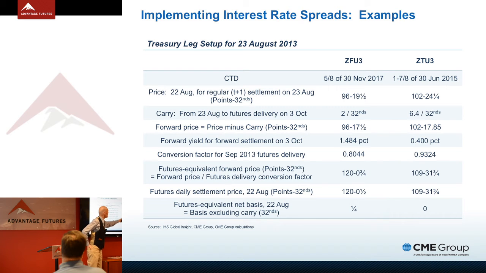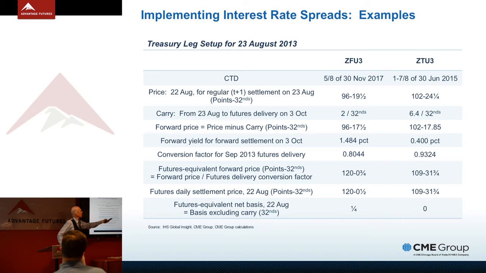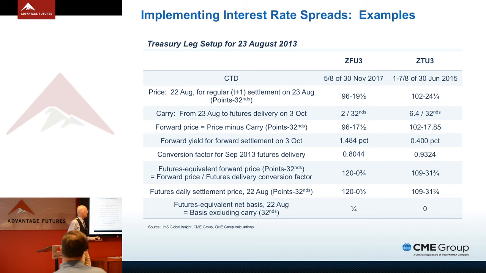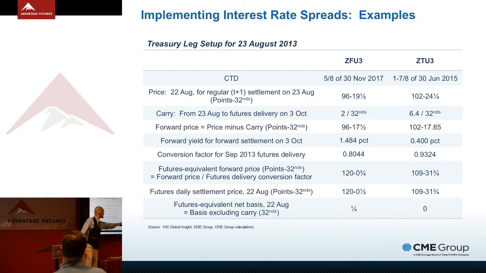You want to map this price into futures equivalent terms. To do that, you would divide that forward starting clean price by the delivery invoice conversion factor, 0.8044. That gets you to 120 3/4 of a 32nd. That's the futures equivalent price for that forward starting price for that note. Where did futures go out? 120 and a half, 120 and a plus. That means the net basis was 1/4 of a 32.